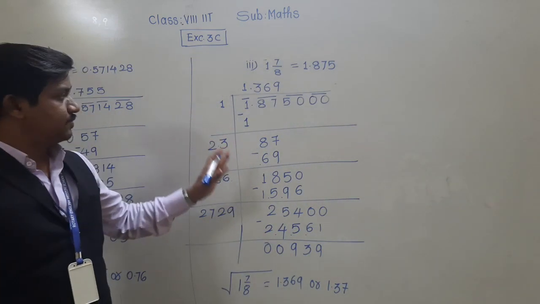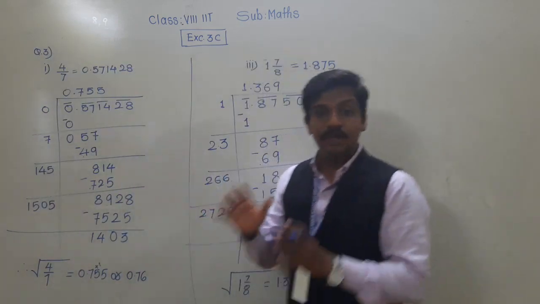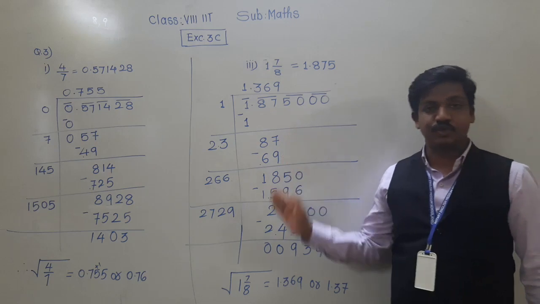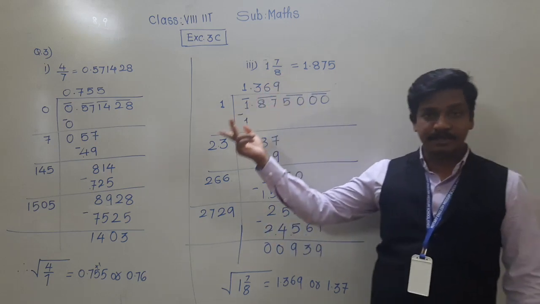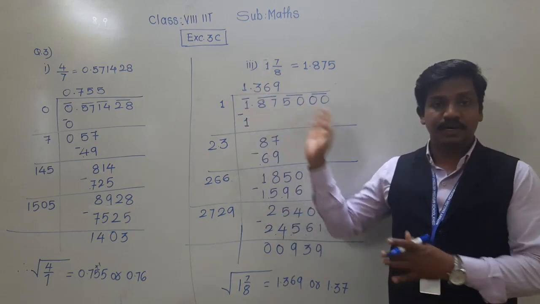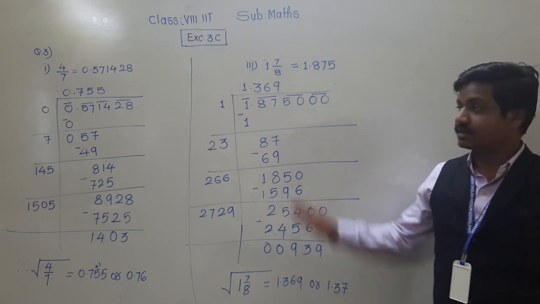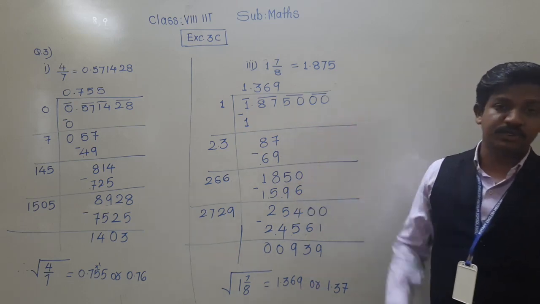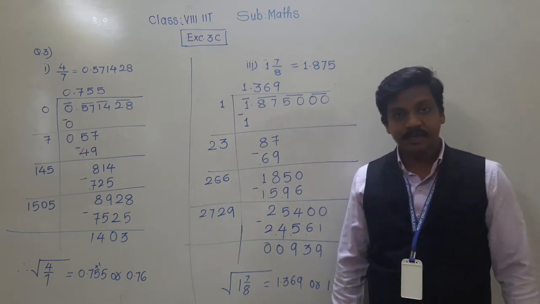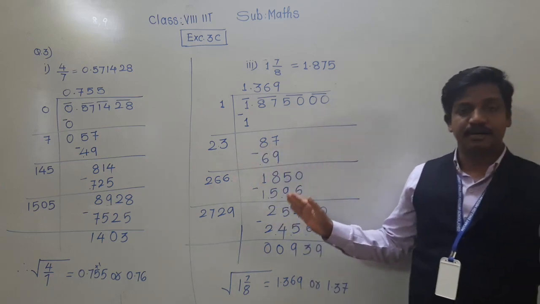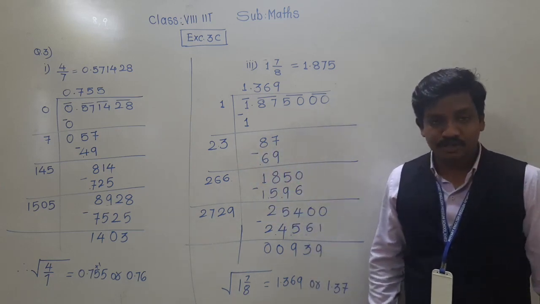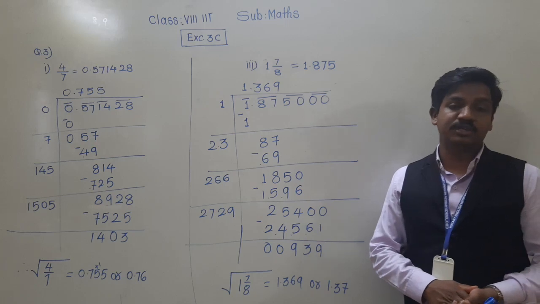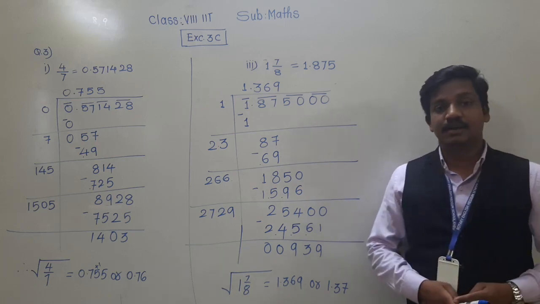Understood? So in this way, we have to find the square root of fractions which are not perfect squares. First convert them into decimals, and then as usual find the square root till 3 decimal places first, and then round up to 2 decimal places. I hope you have understood these 2 examples. The remaining 3 examples you have to do by yourself, and if you have any doubt in those 2 examples, we will discuss during the problem solving period.